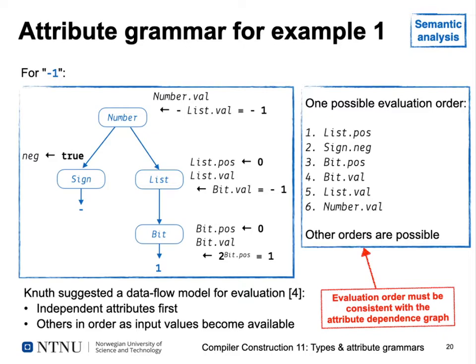Donald Knuth suggested a data flow model for evaluation. If you're interested in details on this, I'd like to refer you to this paper here. It means that first you should evaluate the independent attributes, and after that you should evaluate the other attributes in the order that their input values actually become available.